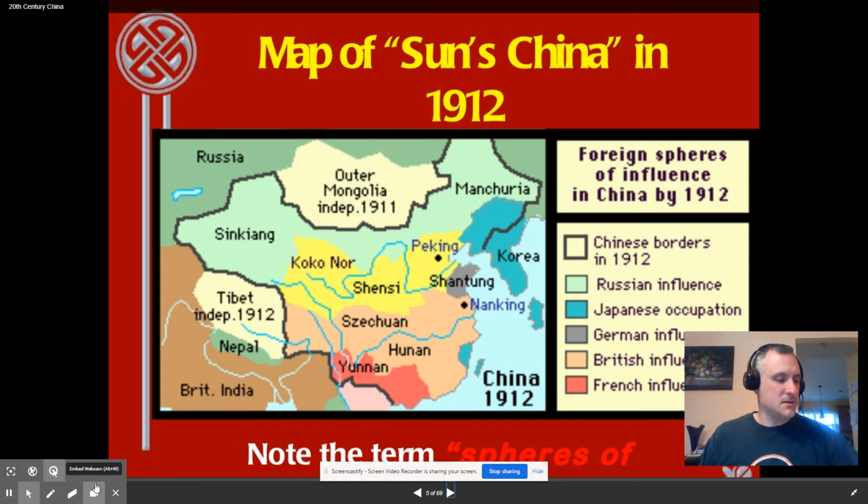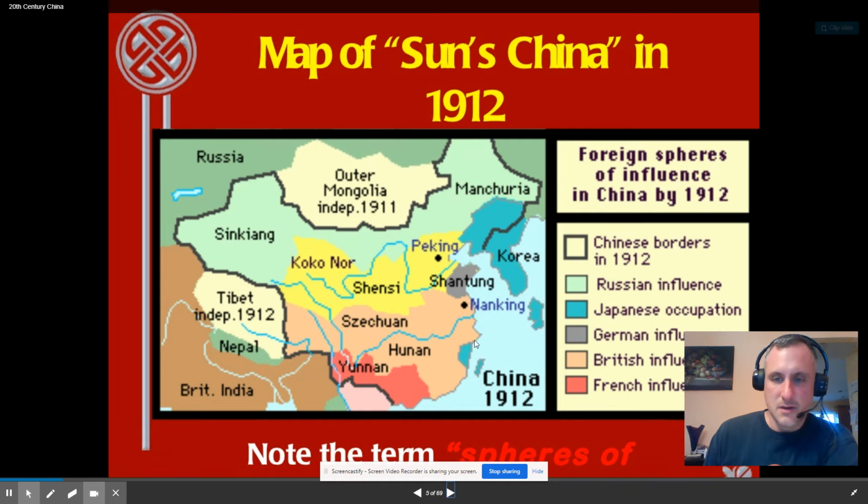All right. The term is spheres of influence. To know, spheres of influence is just when other powers like Japan or England have control of a certain area of China. That's a sphere of influence where they have a lot of influence in that area and try to get items to trade back out throughout the world.